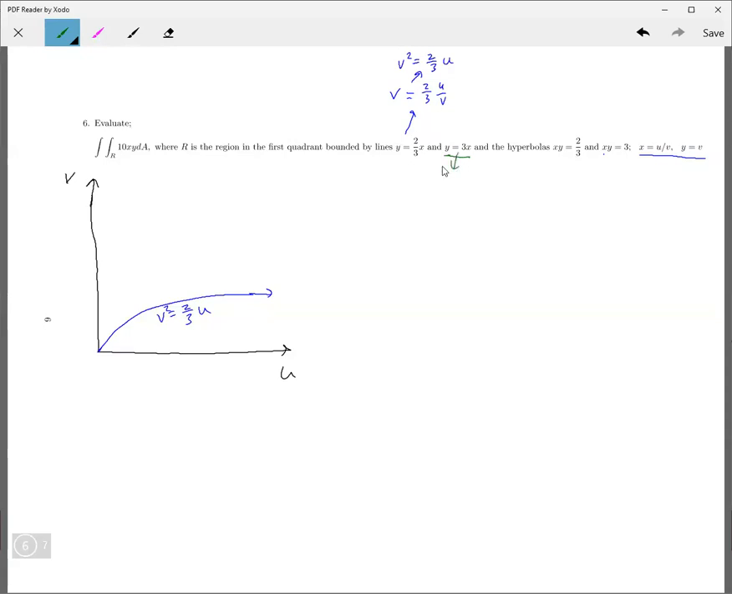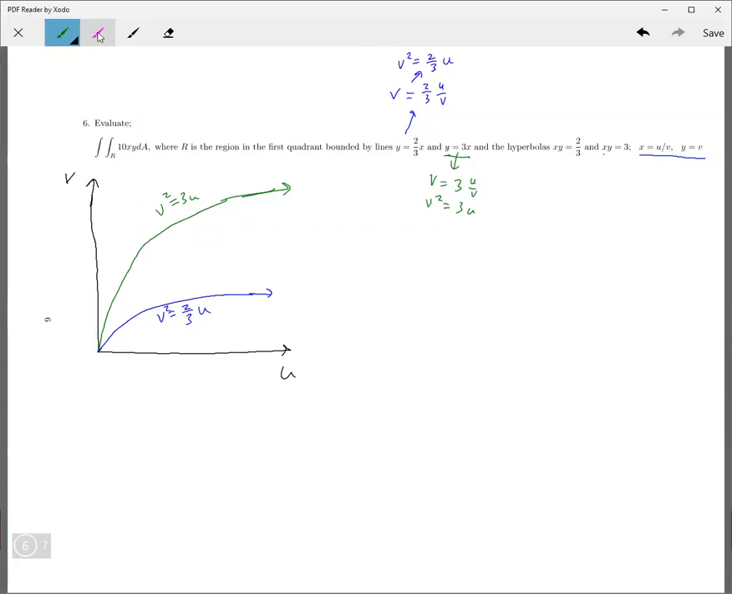Okay, so this is gonna be v. So y is v, and then x again is u over v. So you're gonna have the same thing. So v squared equals 3u. Okay, this is a parabola that opens up this way, but it goes higher, like that.